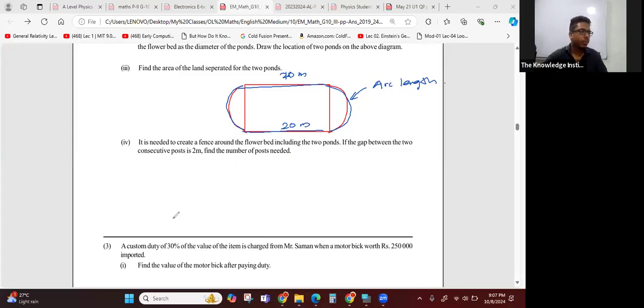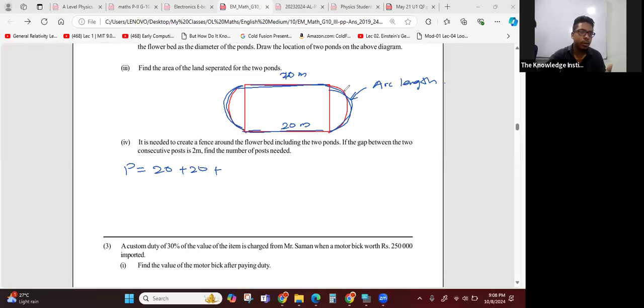So here we want to find the perimeter. So the perimeter is equal to, then you have to add this length and this length. So that is easy, 20 plus 20. But also you need to add this arc length and this arc length. So these two arc lengths are the same. Because both are the same size and the diameters are the same, therefore arc lengths will be the same, right?